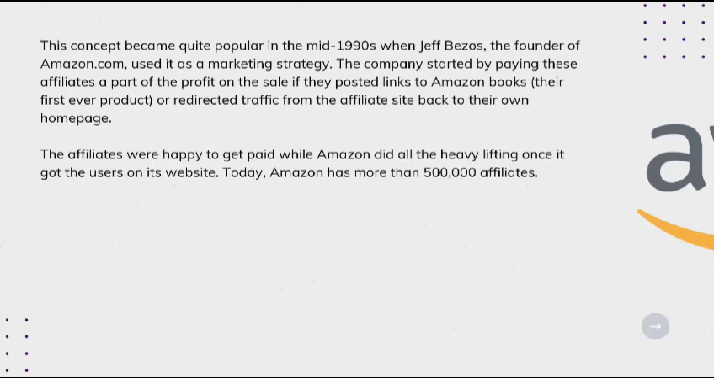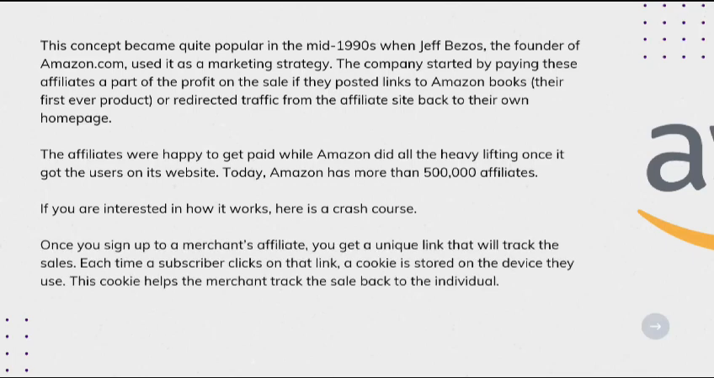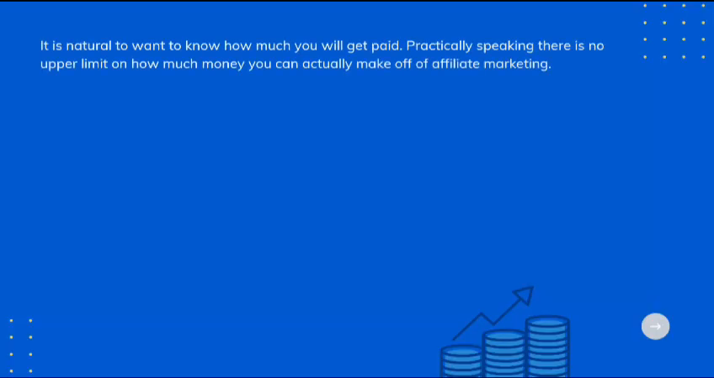If you're interested in how it works, here's a crash course. Once you sign up to a merchant's affiliate program, you get a unique link that will track the sales. Each time a subscriber clicks on that link, a cookie is stored on the device they use. This cookie helps the merchant track the sale back to the individual. It's natural to want to know how much you will get paid.